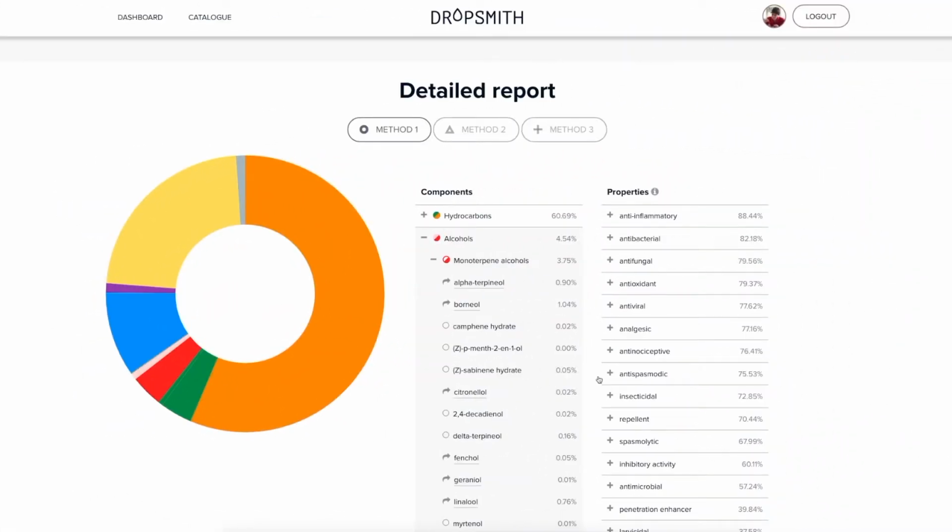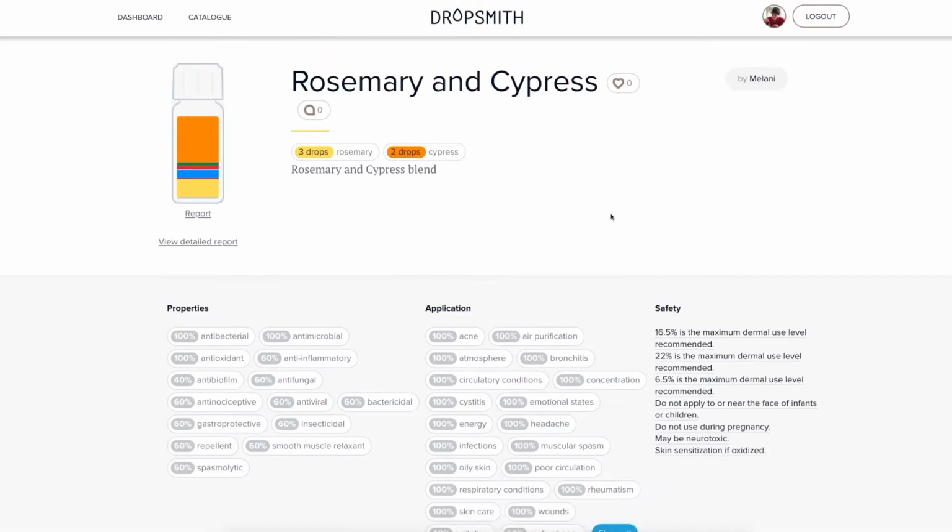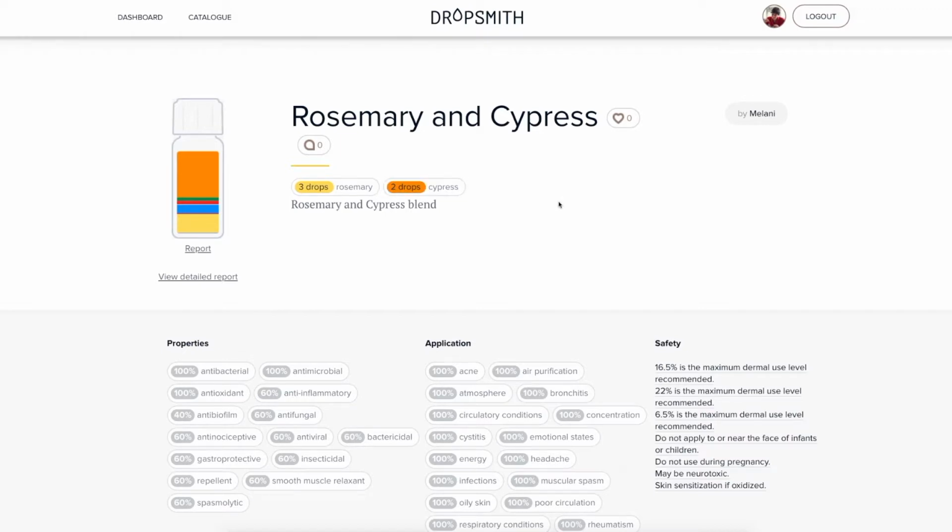And this is actually a great value of Dropsmith, is that it adds up for you. It's easier when you have a ratio 1-to-1, but when you have things like 3-to-2, it's harder. And then you have, for example, 5 different oils, and then the calculation just gets more and more complex. So this is one of the reasons why I wanted to make Dropsmith, is to make this thing easier.